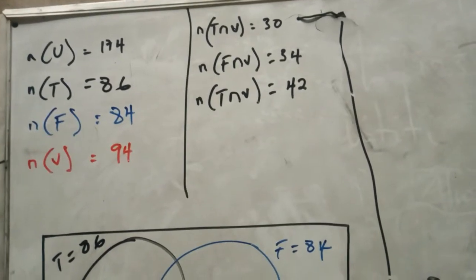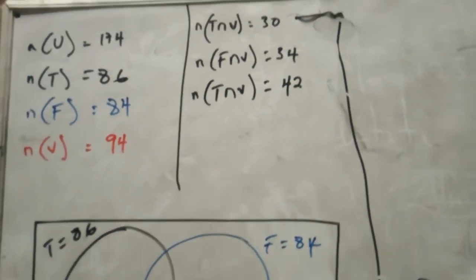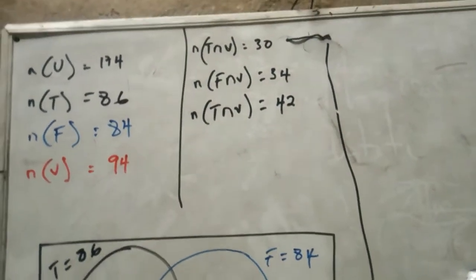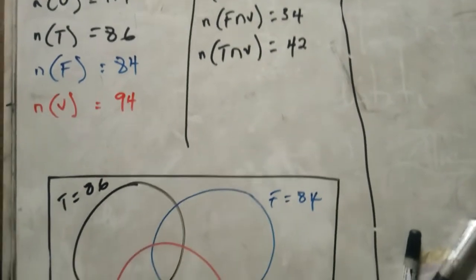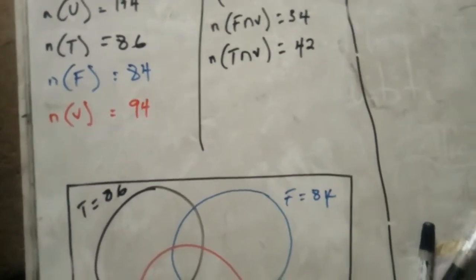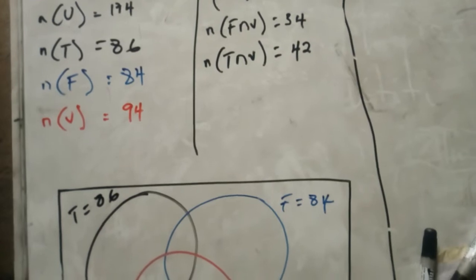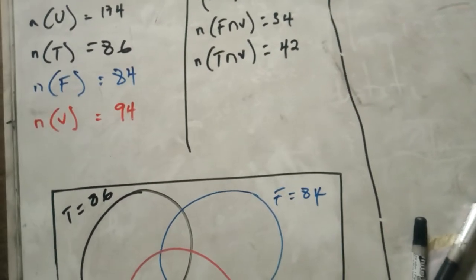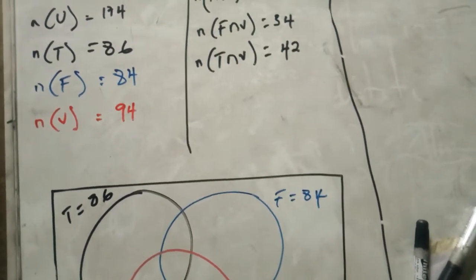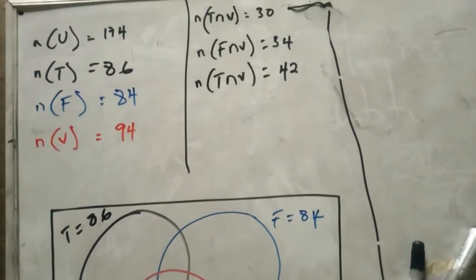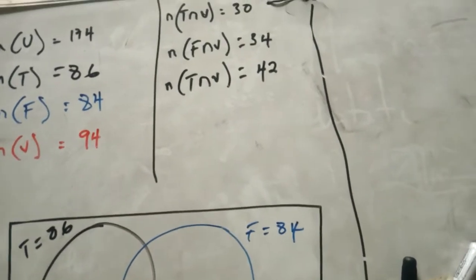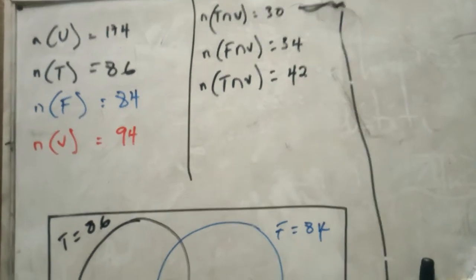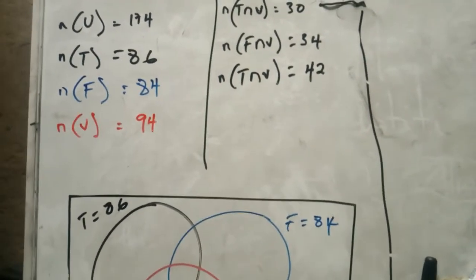So the first sentence says that in a senior secondary school. What I like doing is to involve myself in the problem. So I can say that in my school, or in my house, in my office, in my workplace, anywhere, so that you can see exactly what is happening. So in your school, there are 174 students in your class.